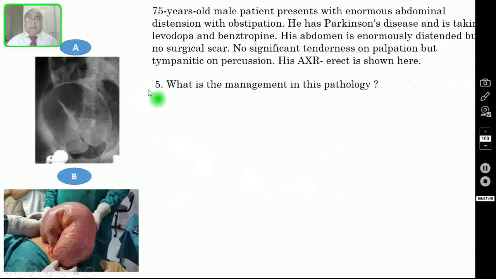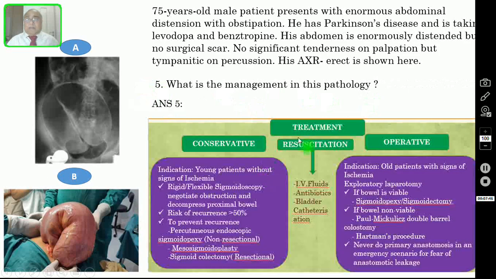So question number 5, what is the management in this pathology? So the treatment, you have to first, because majority of these patients may be in shock also, especially if the underlying bowel is already gangrenous, keep the patient NPO, start IV fluids, start broad spectrum antibiotics. You have to catheterize the bladder and measure the urine output. So you can do conservative management.